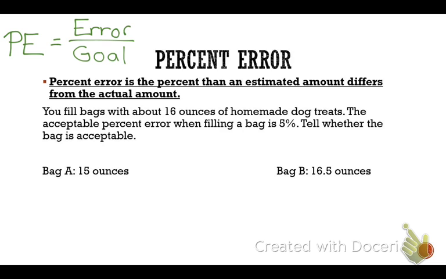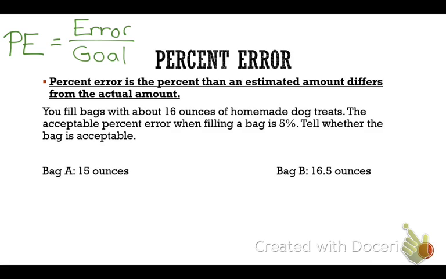So let's get into the problem. You fill bags with about 16 ounces of homemade dog treats. So that's the goal. Now, the acceptable percent error when filling a bag is 5%. So if your boss is saying 5% is the max, otherwise you're going to be in trouble. We're going through and weighing the bags. Bag A is 15 ounces. I need to know if that is within the percent error.